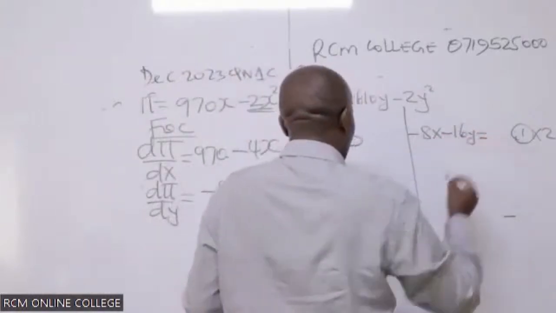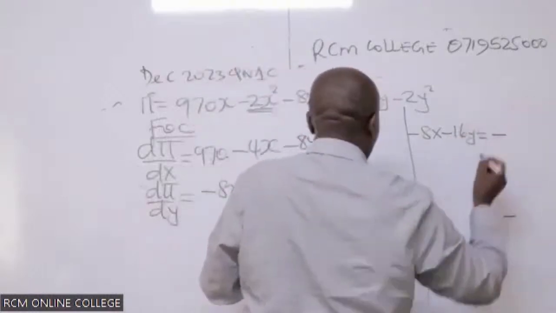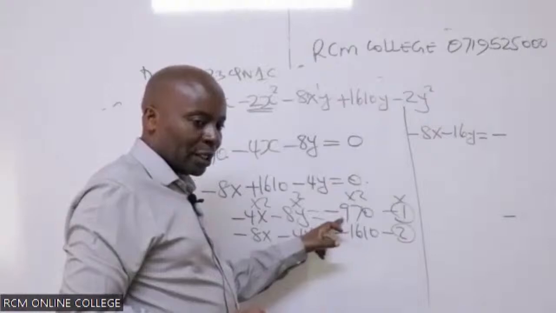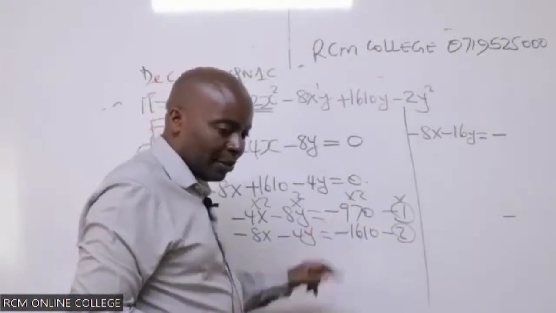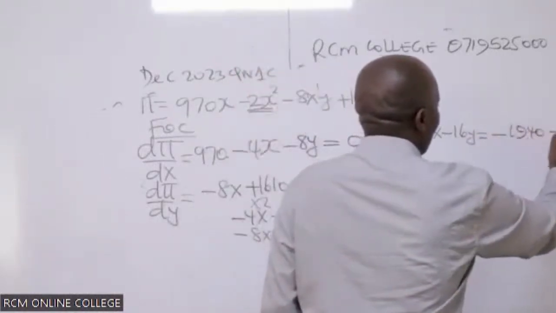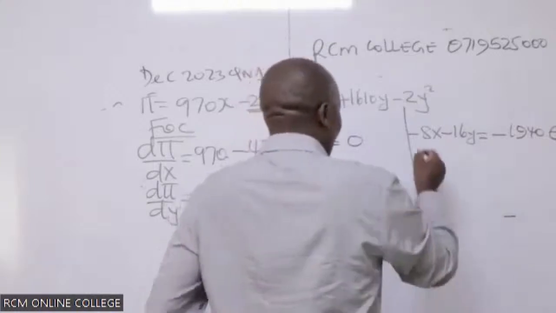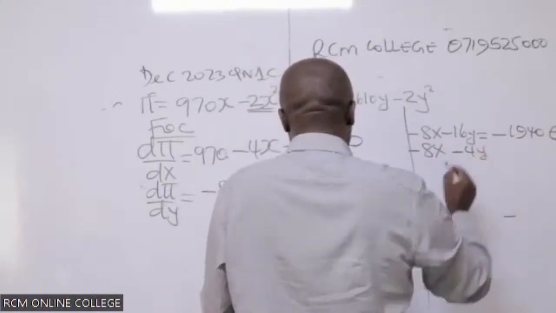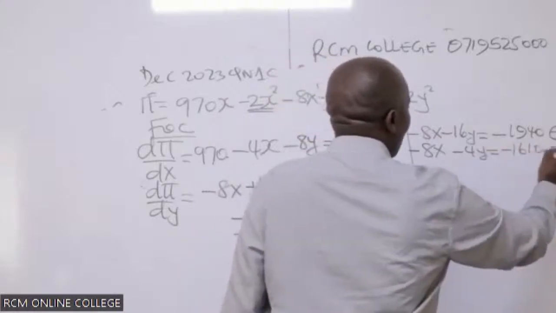16y. Who can now give me this figure? This one here will be minus what here, somebody? What is 970 times 2? Minus 970 times 2, somebody help me, minus 1940. So we have here minus 1940, that's equation 1 times 2. And then equation 2 will be left as is. So minus 8x minus 4y equals minus 610. So equation number 2 like that.